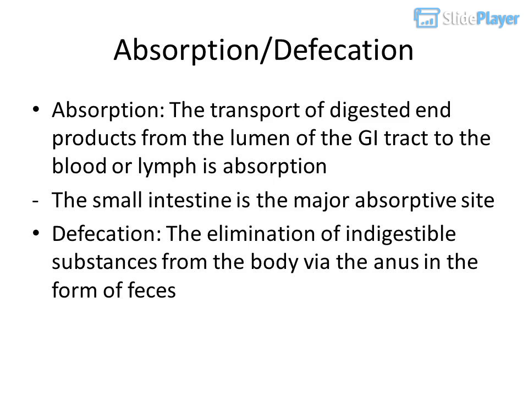Absorption and defecation. Absorption: the transport of digested end products from the lumen of the GI tract to the blood or lymph is absorption. The small intestine is the major absorptive site. Defecation: the elimination of indigestible substances from the body via the anus in the form of feces.